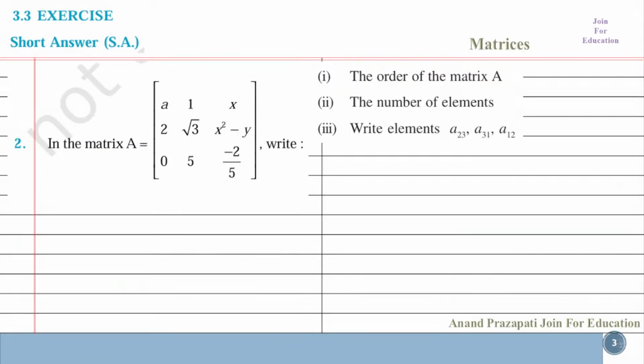Let's see question number 2. This question asks: in the matrix A, with elements according to rows, A equals [1, 2, root 3; x squared minus y, 0, 5; minus 2, 5 ...]. Write the order of the matrix A, the number of elements, and write the elements of second row and third column, third row and first column, first row and second column. Let's see the solution.